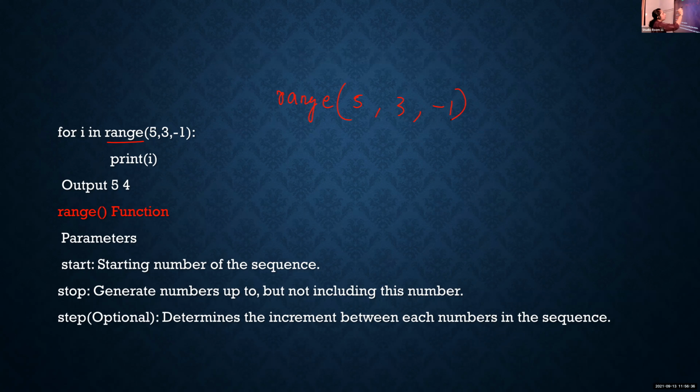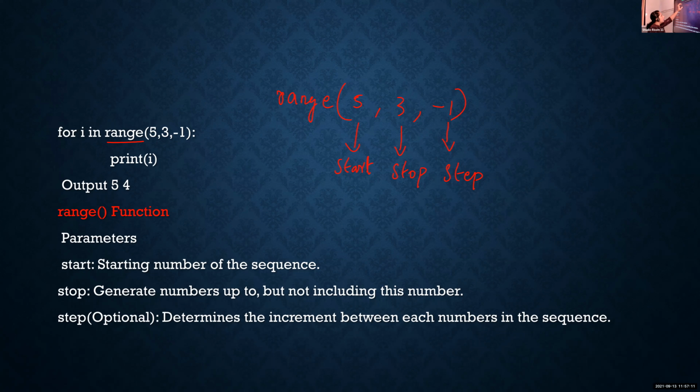Within this range function, I am using 3 parameters: 5, 3 and -1. The first parameter is the start value. The second parameter is the stop value. And the third one is the step value, that is the value used for incrementation. Step means the value used for incrementation.